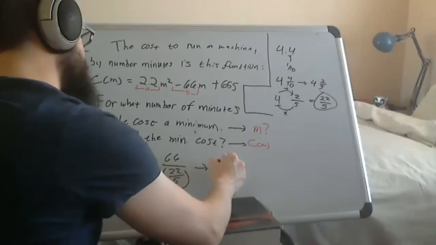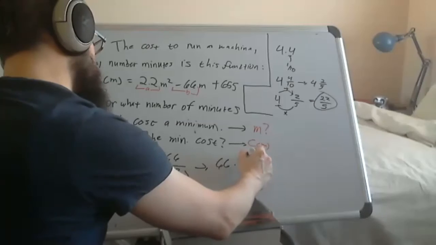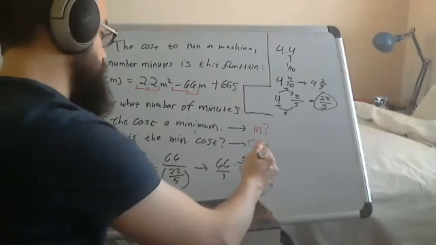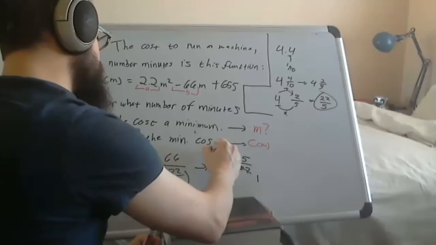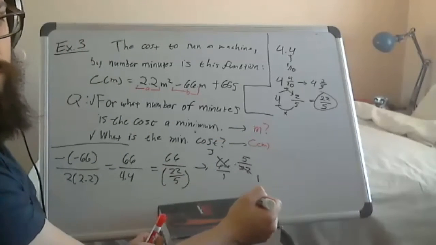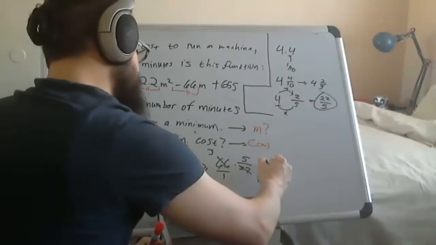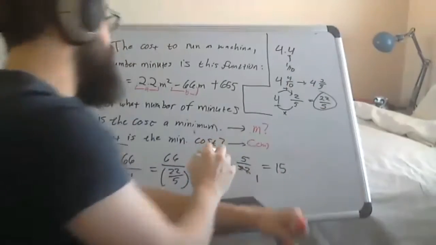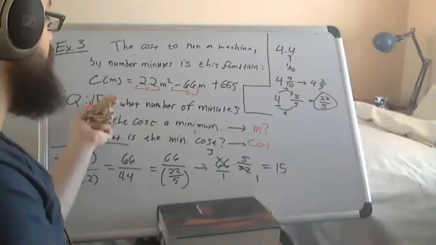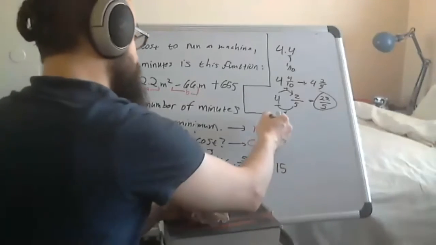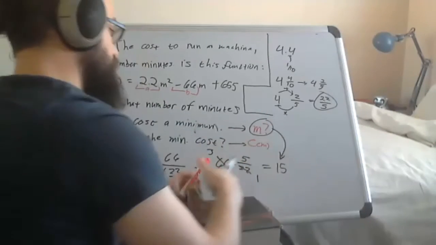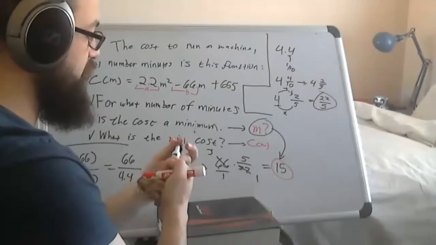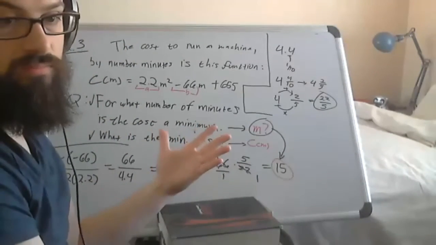But we know how fractions work. We don't want to divide. We're going to multiply by the reciprocal. This 22 goes into 66 3 lovely times. And we're left with 3 times 5, which equals 15. Which answers our first question. This is the number of minutes that the cost is a minimum. And all we needed to do was some vertex action. That's it.